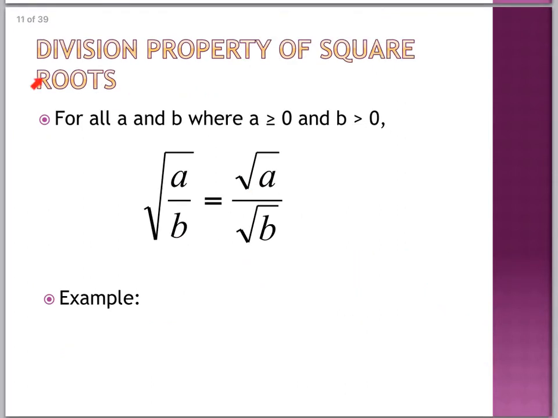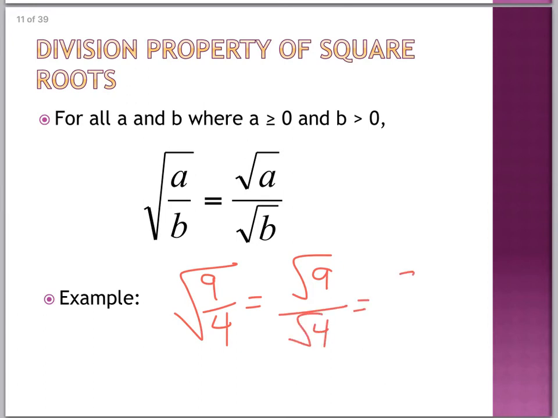Division property of square roots. We had a multiplication property, right? So we're going to have a division property. For all a and b, where a is greater than 0 and b is greater than 0, because again, we're not doing that whole imaginary number thing. The square root of a over b can be broken up. For example, if I gave you the square root of, let's say, 9 over 4, that would be the square root of 9 over the square root of 4, or 3 over 2. Got it? There you go.